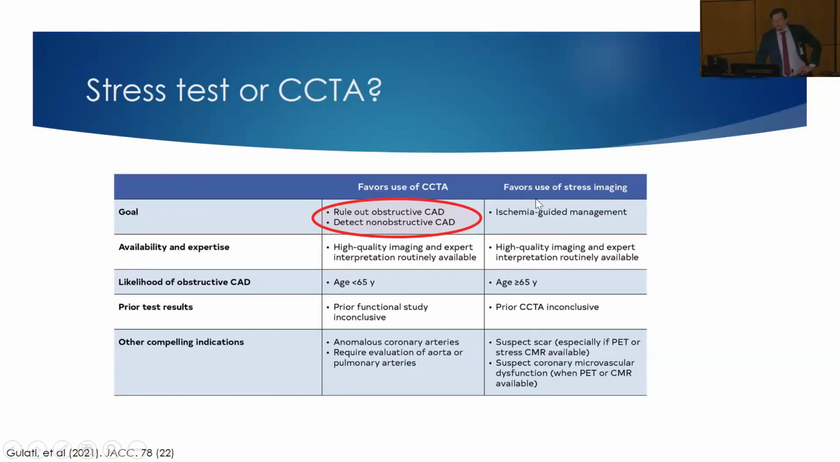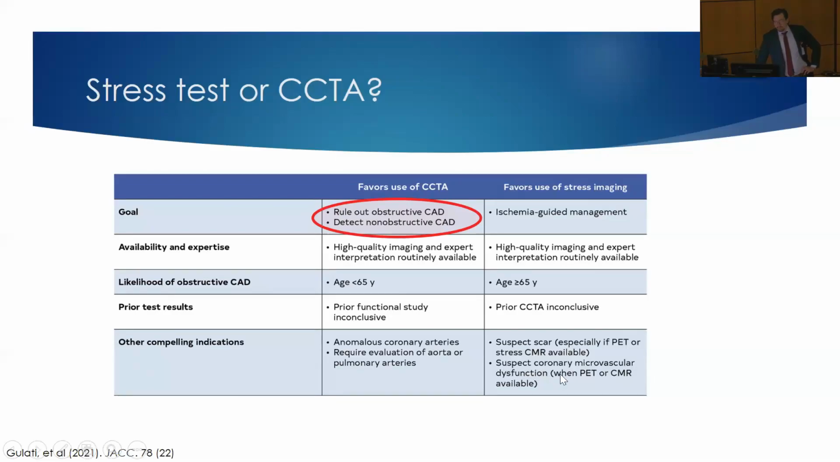And then another scenario that might favor use of stress testing: if you think that patient has a massive old heart attack and you want to see the extent of the scar that's present, a Lexiscan stress test can show that, as well as a nuclear stress test or cardiac MRI or an echocardiogram.